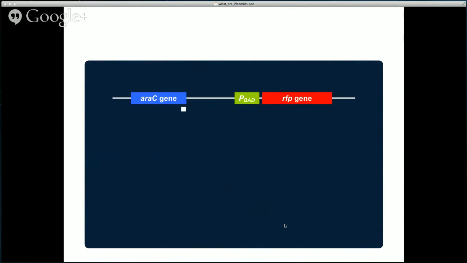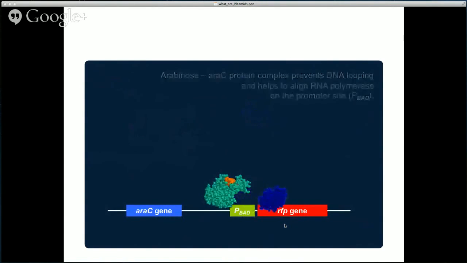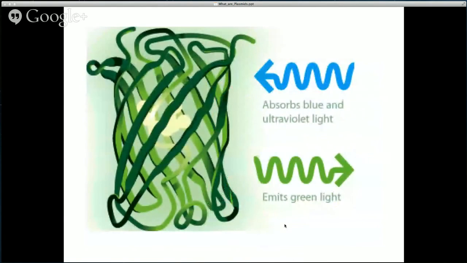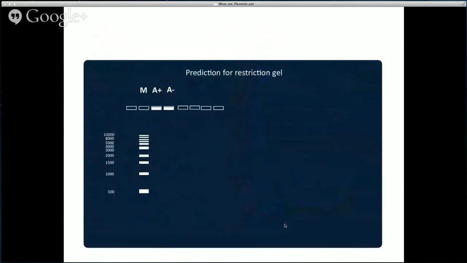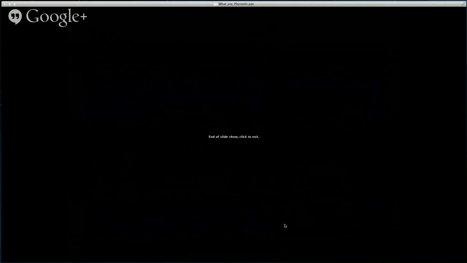Alright, so we've gone over that, and green fluorescent protein, which is what you guys saw. We already went through this, and that's it. So, I hope you guys understand.